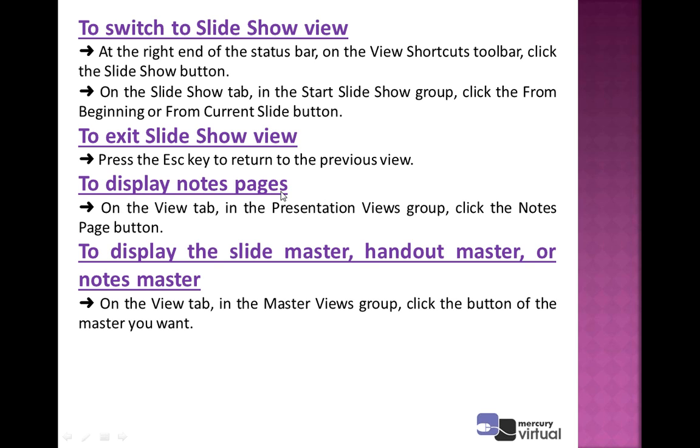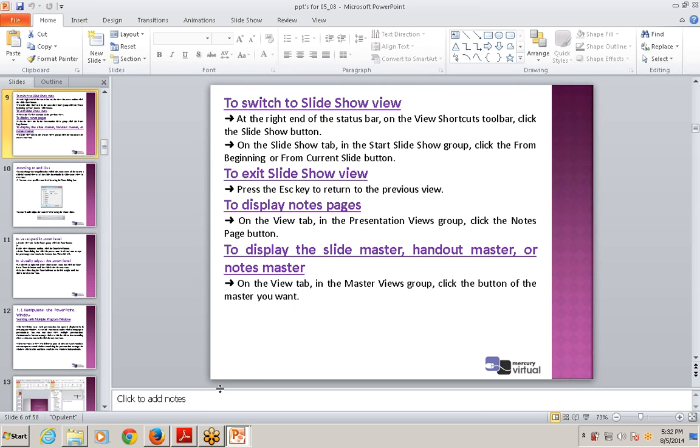Then how to display the notes page? Simply go to the view tab in the presentation view group, click the notes page button. And then how to display the slide master, handout master, or the notes master? Simply go to the view tab, go to the master view group. So these all topics are covered in the view tab, because this is how we can view the PowerPoint presentation. Now let's see in a practical way how we can view the contents of the PowerPoint presentation.